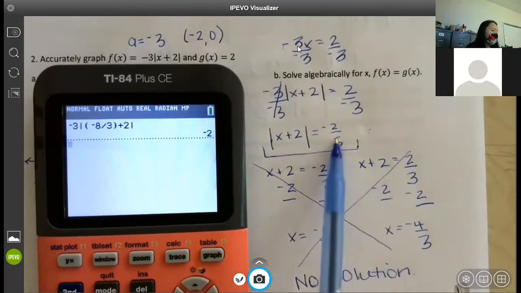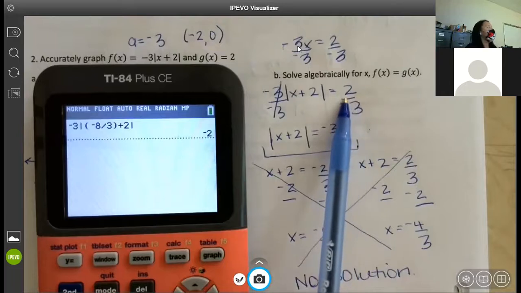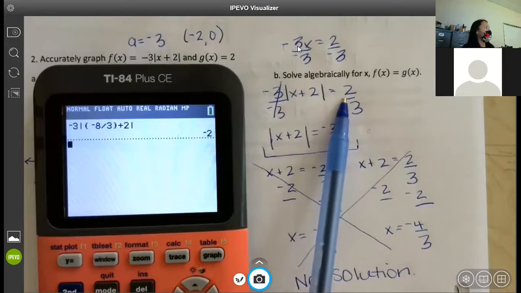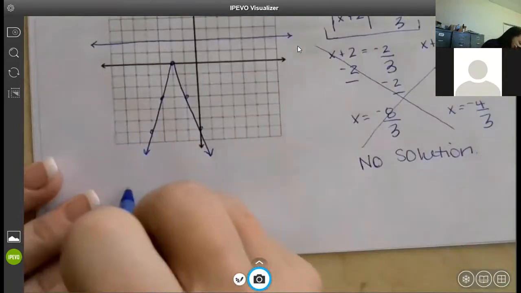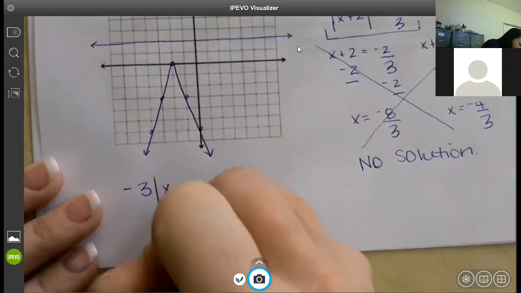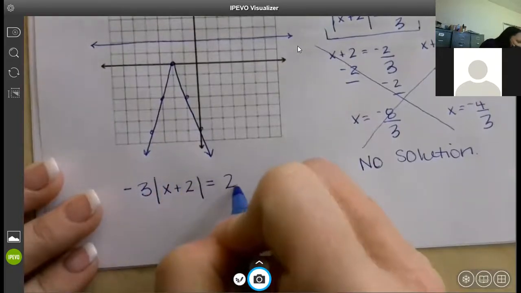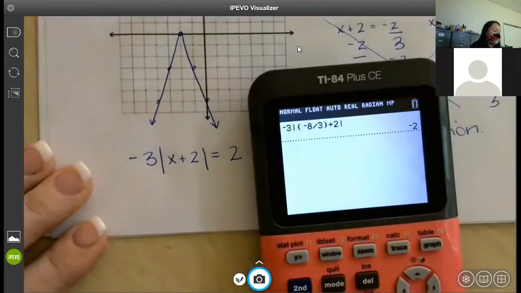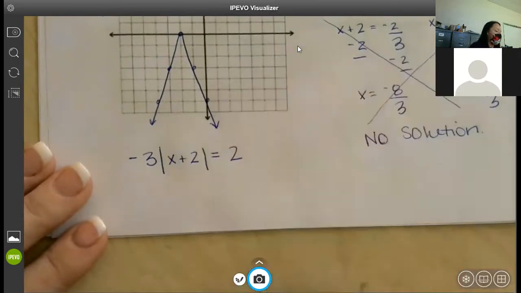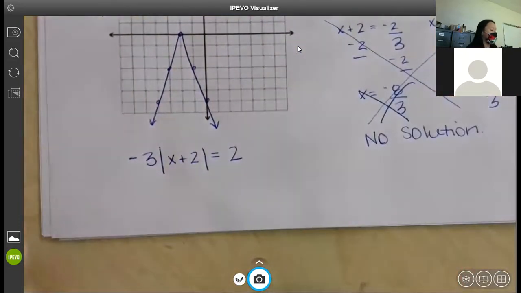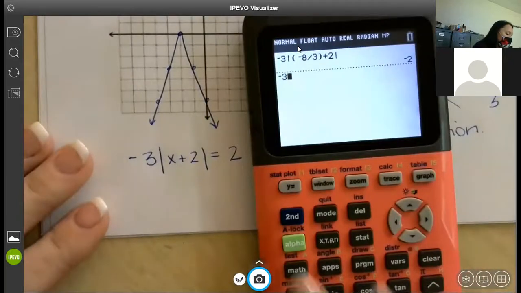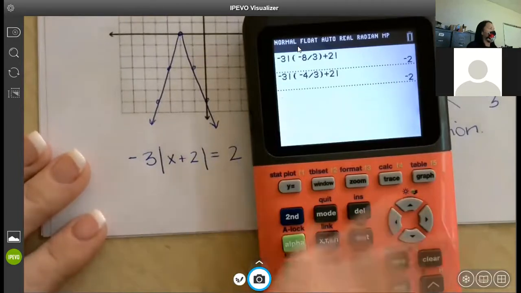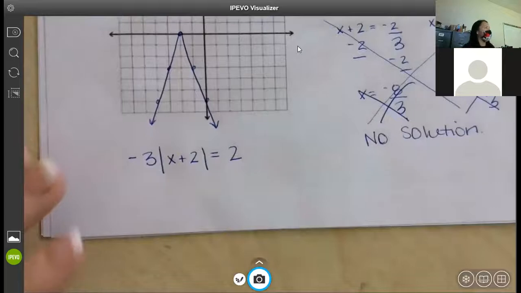Does that give me -2? What am I supposed to have in the beginning? Look at this one more time, just so it's clear. -3, x plus 2 should equal +2. What did I get? So that didn't equal. So that can't be my answer. Okay, so once I plug it in, I should know. If I do -4/3, -3 minus -4/3 plus 2, that also gives me -2, which is not +2. So neither one of these will work when I plug them in.